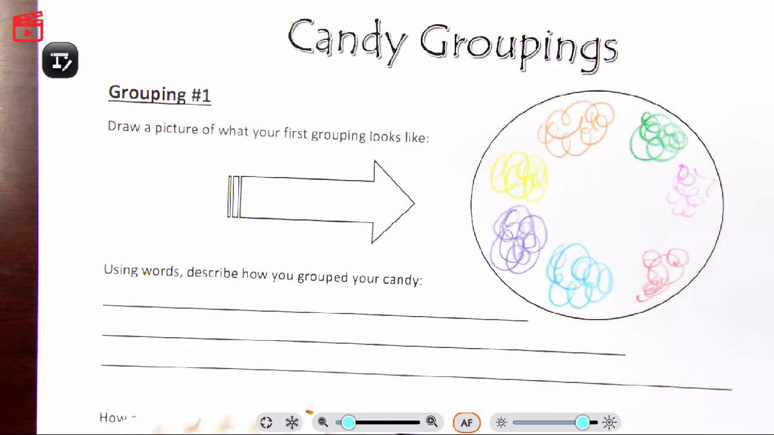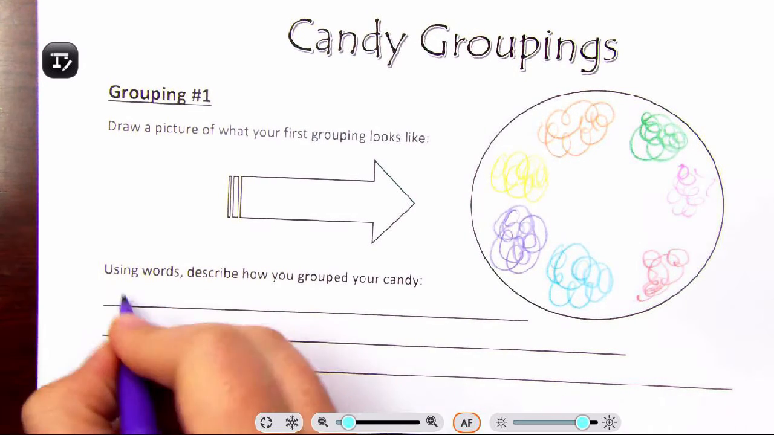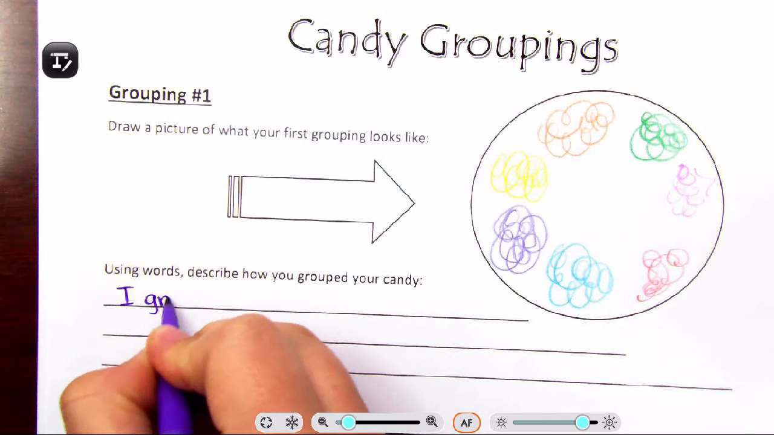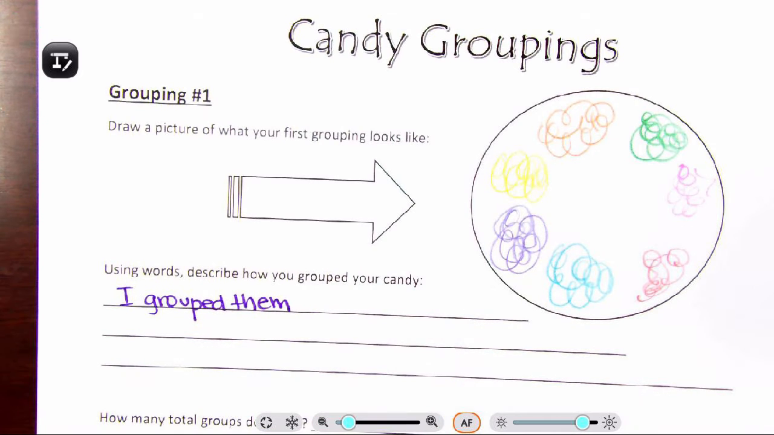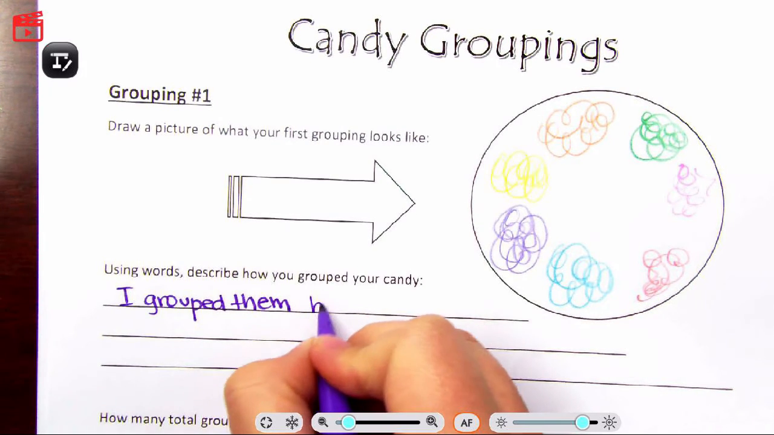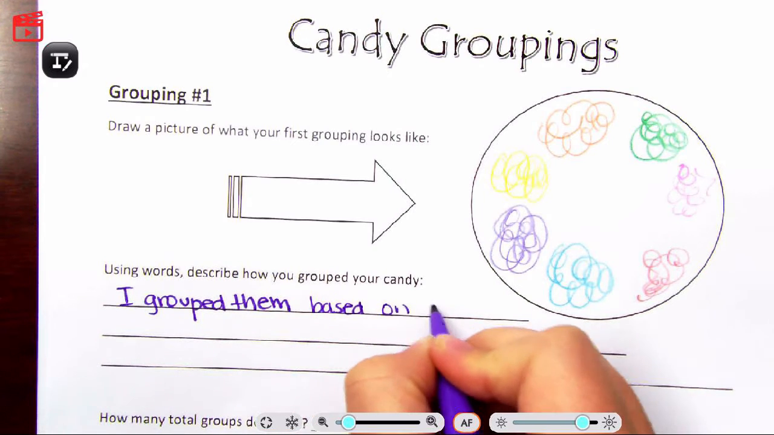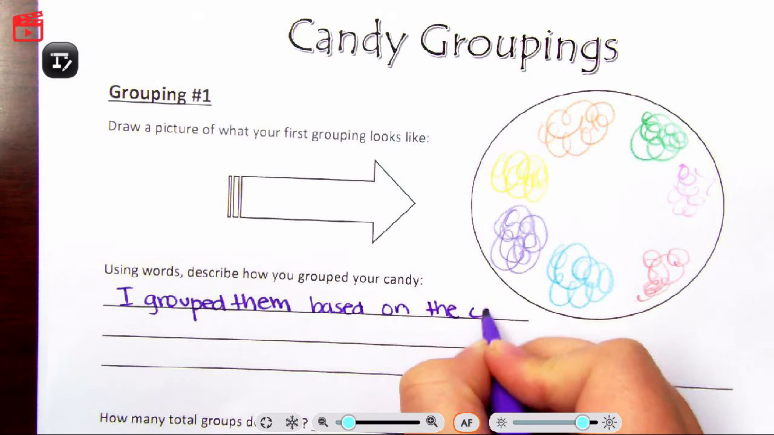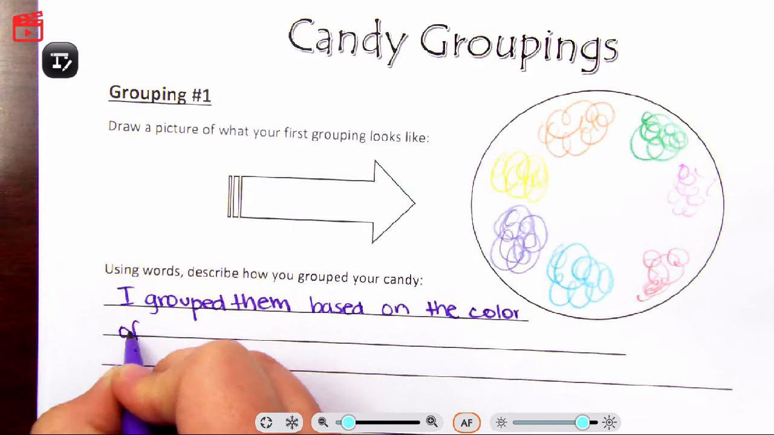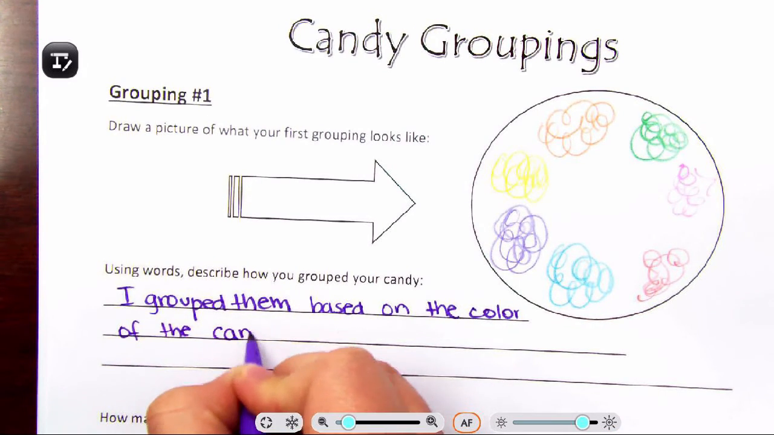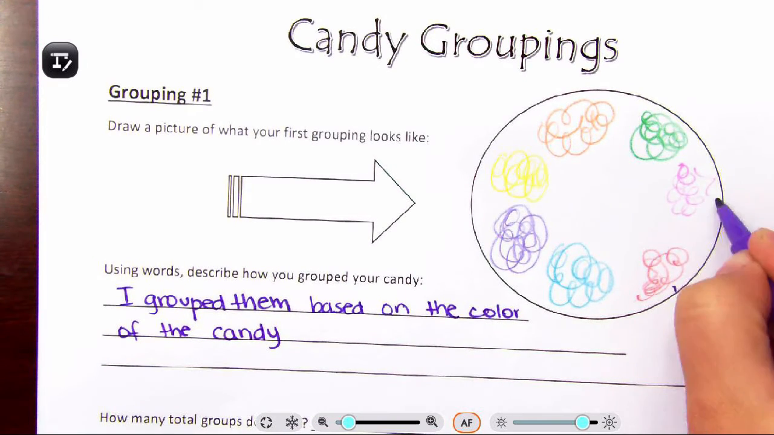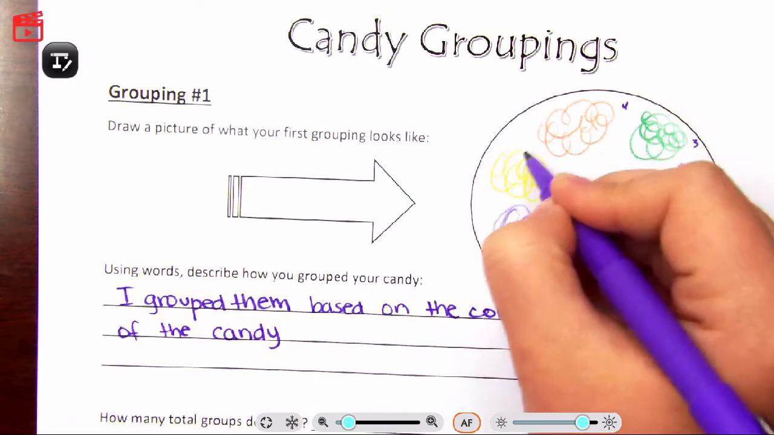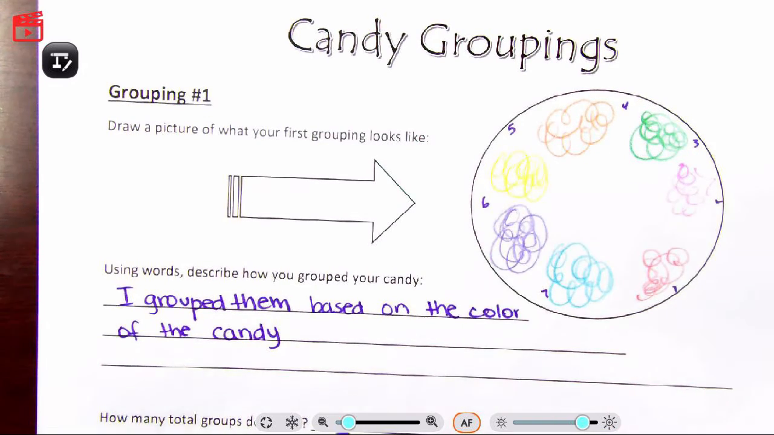So how did you group the candy? I grouped them based on the color of the candy. How many total groups do you have? Well, let's count. I have 1, 2, 3, 4, 5, 6, 7 groups.